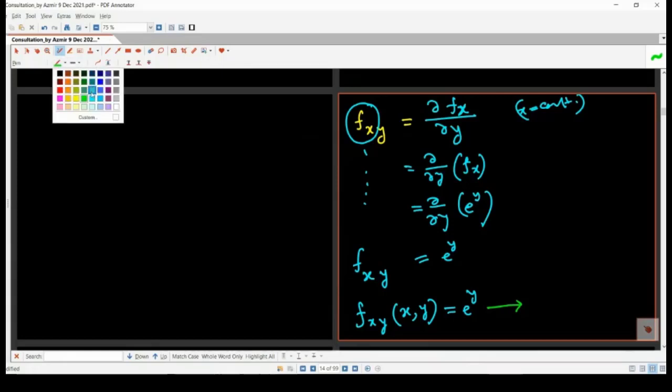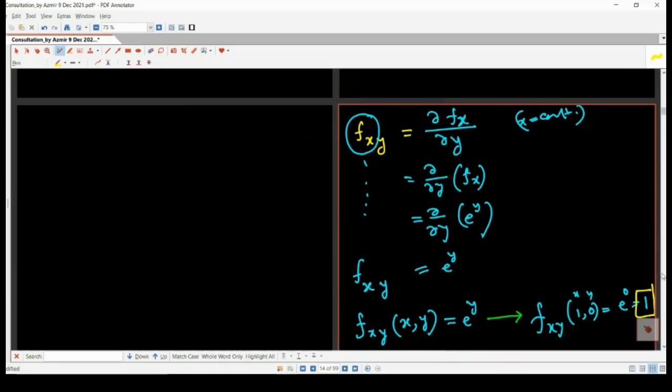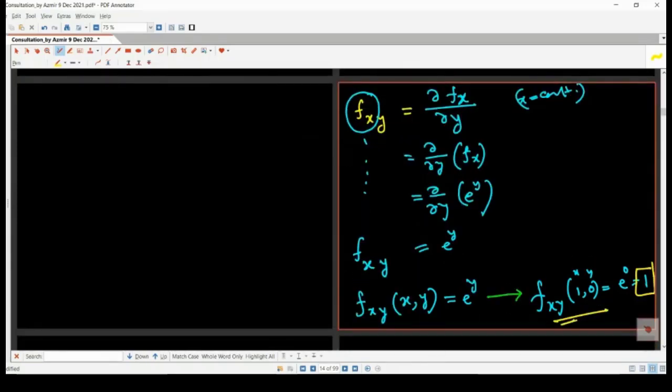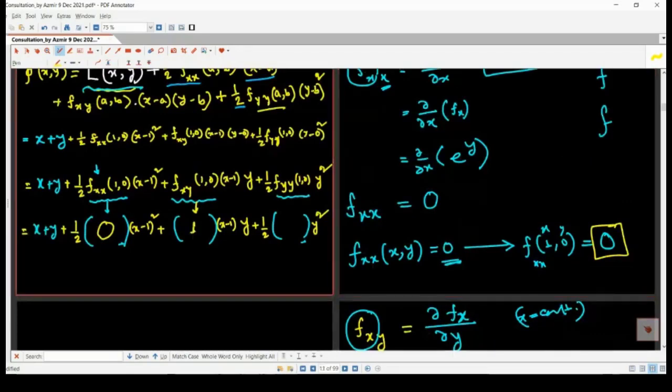Now we have to find f sub xy at the 1 comma 0 point. So x is 1, y is 0. We have only y here, e power y, so e power 0 equals 1. So f sub xy at 1 comma 0 is 1. Now the only thing that is left, we have to find f sub yy.